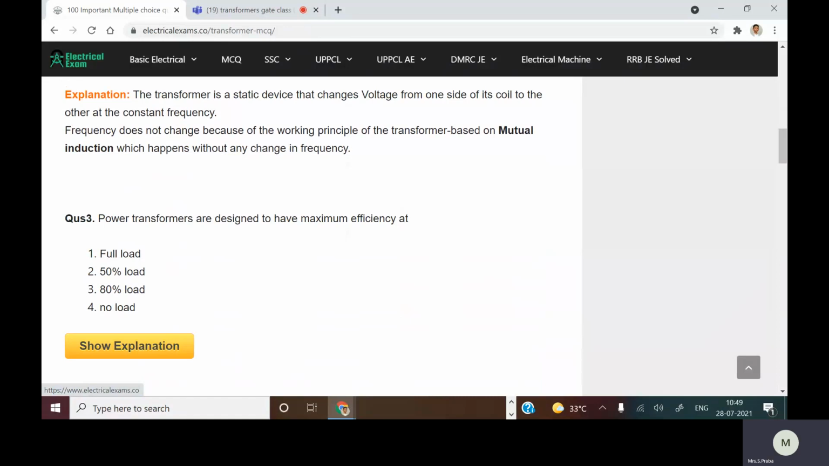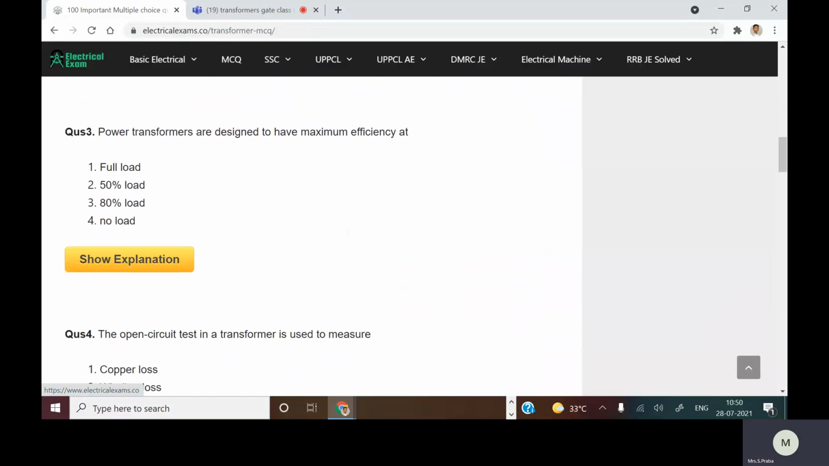Full load, 50% load, 80% load, or no load. We have to be clear at which percentage of the efficiency the power transformers are designed. Any guess? You can say it is full load or 50% load or 80% load or no load. Let's move on to the explanation part. It is at full load.